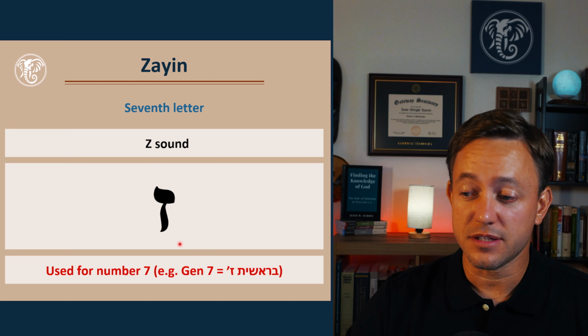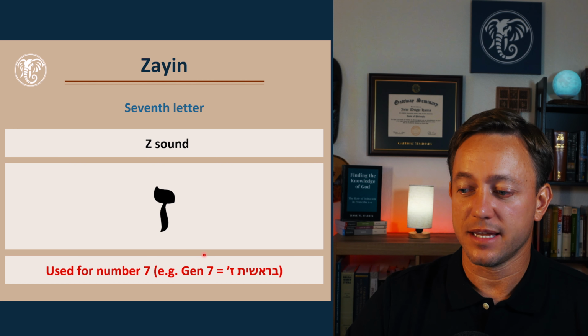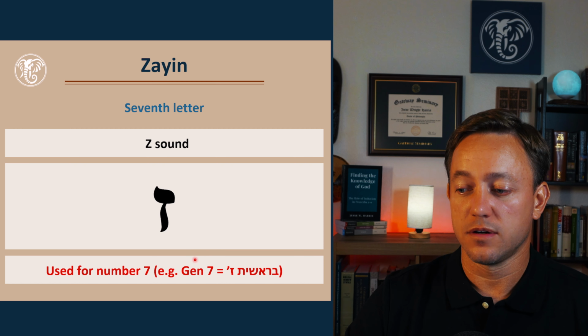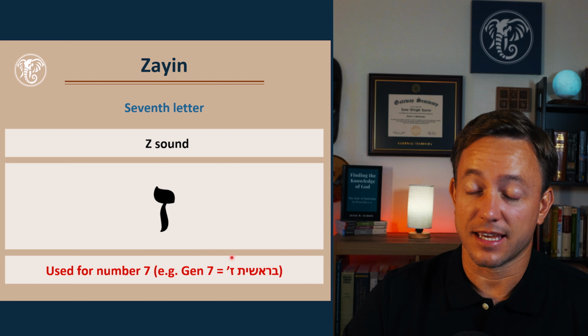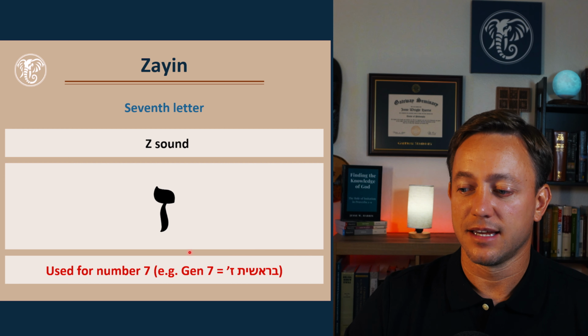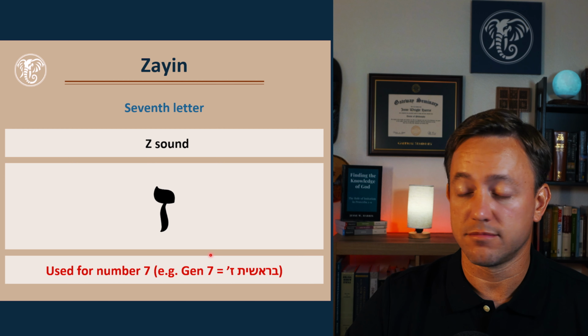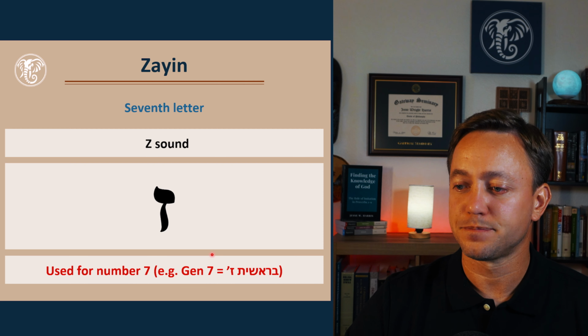Also, we can mention that the Zayin is the number 7, especially in later Hebrew. So Genesis 7 would have been Bereshit Zayin. That would have meant Genesis chapter 7. Again, it could have been used for numbers or anything else like that.